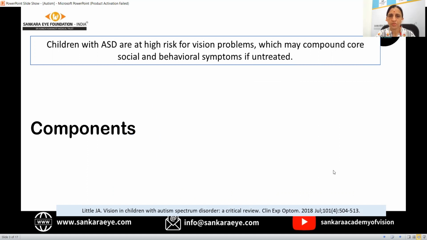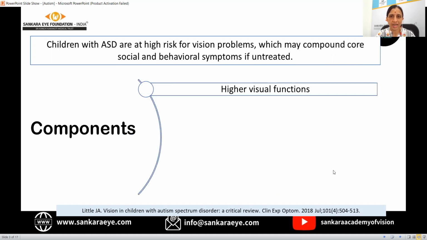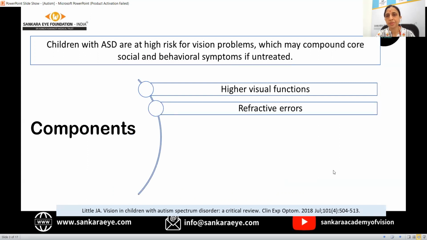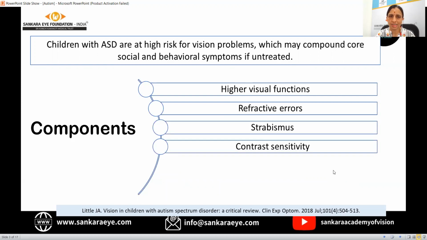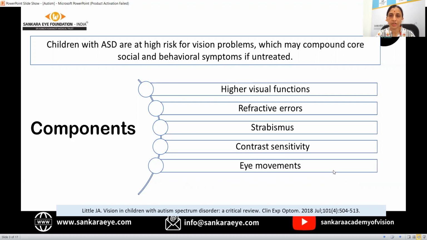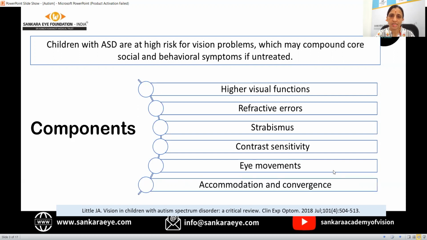The various components which could be affected include higher visual functions. There are various refractive errors noted in these children, an incidence of strabismus which is higher compared to normally or typically developing children, and contrast sensitivity which could be affected. There could be abnormalities in saccades and pursuits, which are basically higher or supranuclear movement disorders, and also abnormalities with accommodation and convergence. Let's look at all of these one by one.